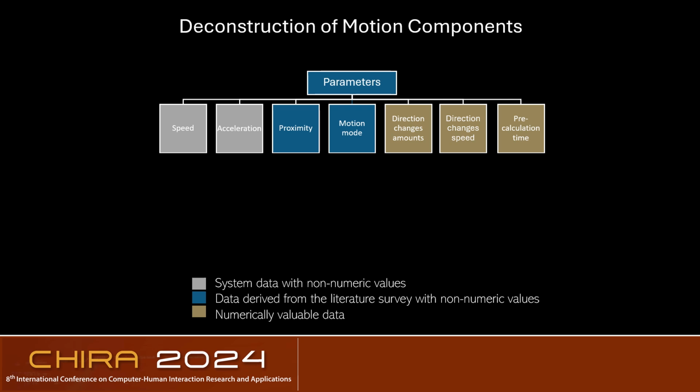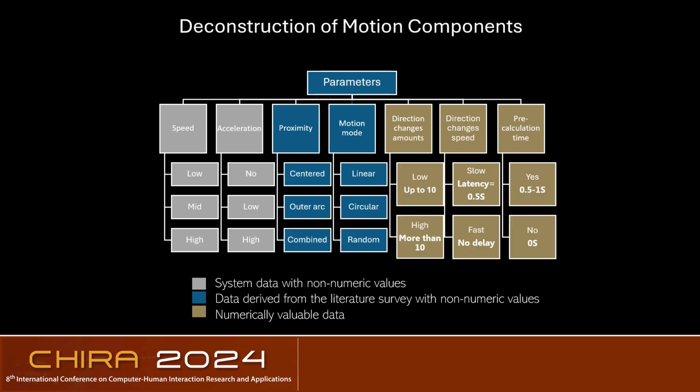We systematically deconstructed the robotic motion into 7 distinct parameters based on a literature review. Each parameter plays a crucial role in shaping the behavior of robotic systems. The following parameters were identified: speed, acceleration, proximity, the distance between the robot and its surroundings, motion mode, linear, circular, direction changes amount and speed, and pre-calculation time, the time taken for planning and decision-making before executing a motion. For each parameter, we assign distinct values.